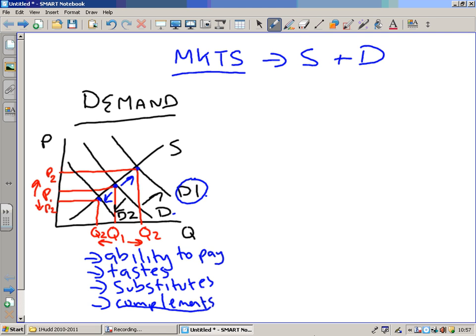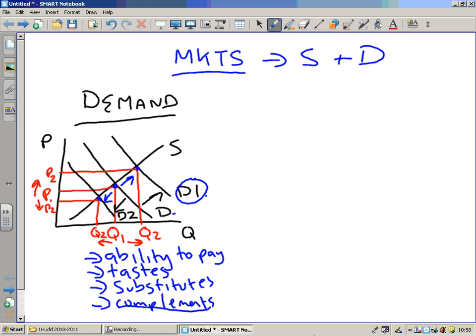Let's focus on the last reason why demand might shift, complements. We're looking here at goods that have to be used in conjunction with each other. They have to be used together. So for example, if you buy a car, you need petrol to run it. If you buy an Xbox 360, you want a game to go with it. So let's imagine we've got a scenario where the demand for Xbox 360 is at P1, Q1.